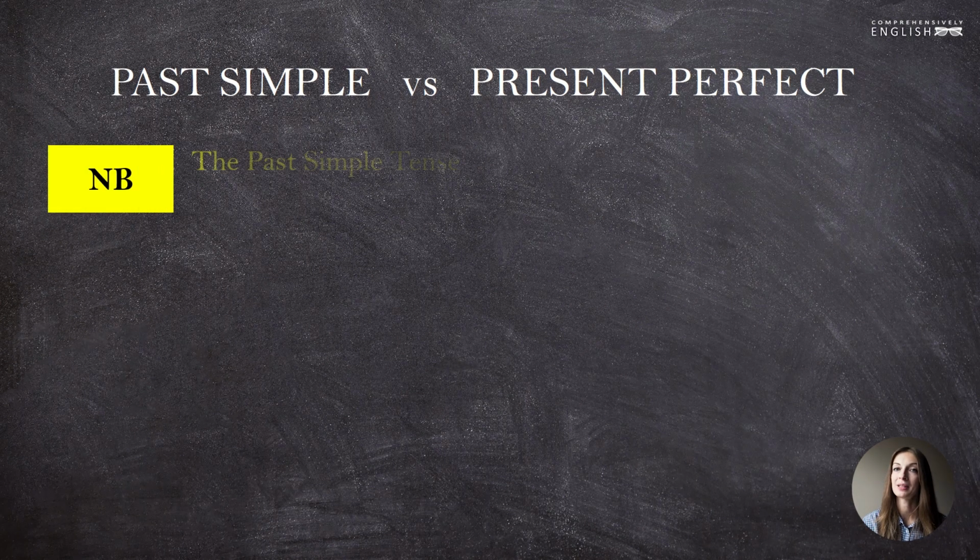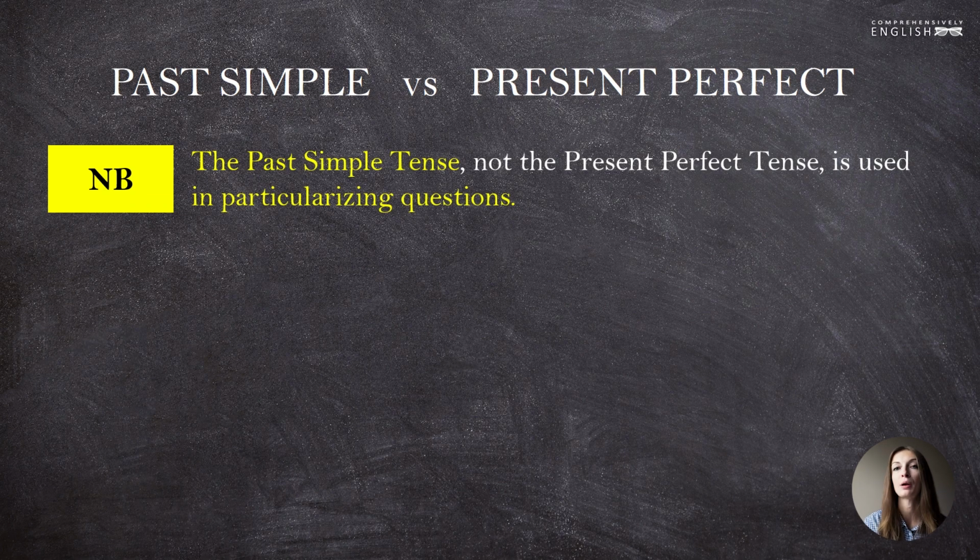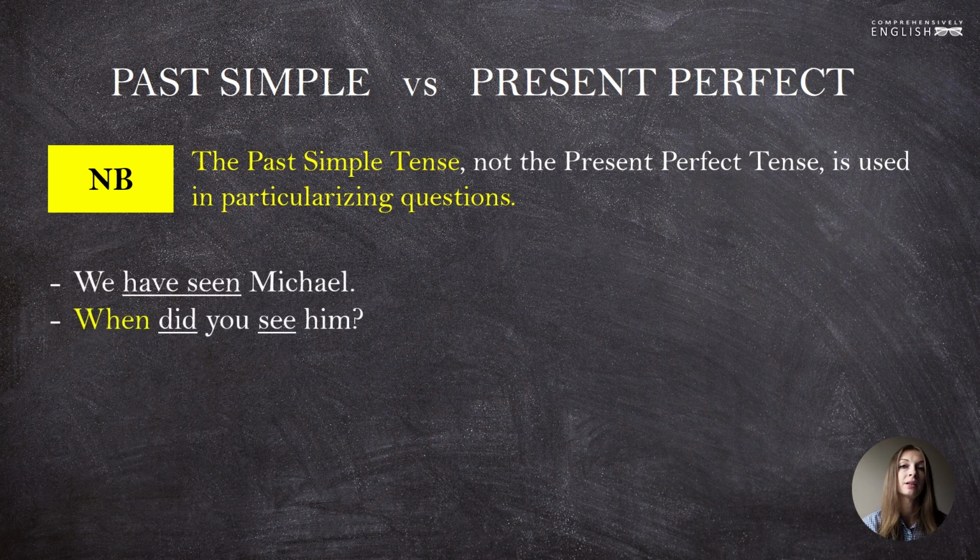Now, I told you that the past simple tense speaks about a particular moment of time in the past. That's why when we ask those particularizing questions, when we want to know when exactly something happened or where it happened, we do not use the present perfect, we use the past simple. Let's look at these two little dialogues. "We have seen Michael." "When did you see him?" One person tells another person that he or she has, obviously recently, seen Michael. It's a piece of news.